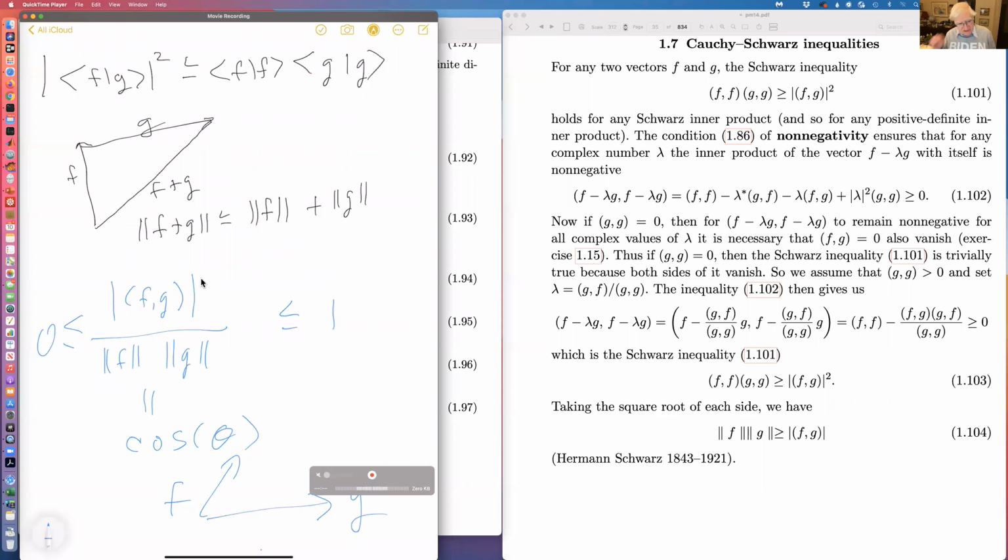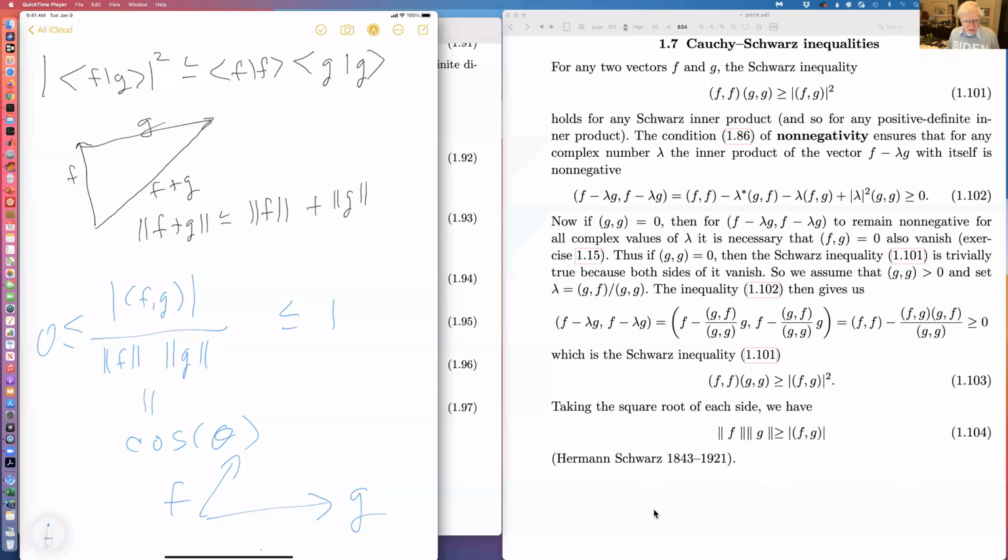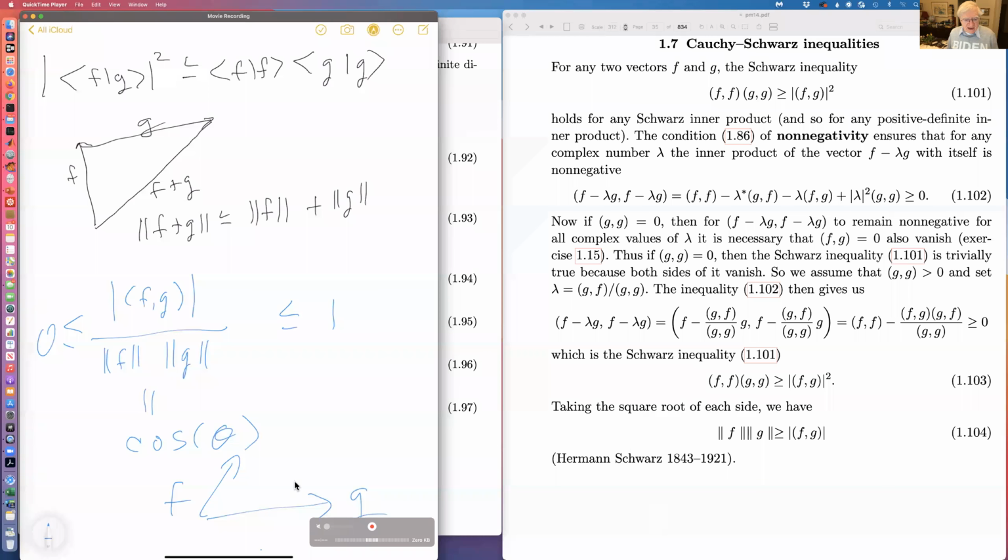Yeah, what I was writing here was simply that the Schwartz inequality, in other words, this thing can be rewritten this way, and you can think of that as a cosine of an angle between the two vectors in some abstract space.